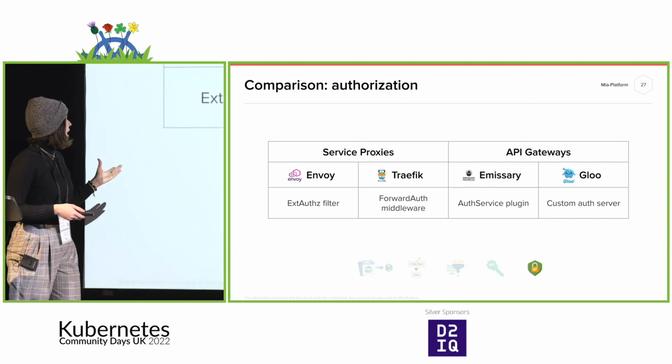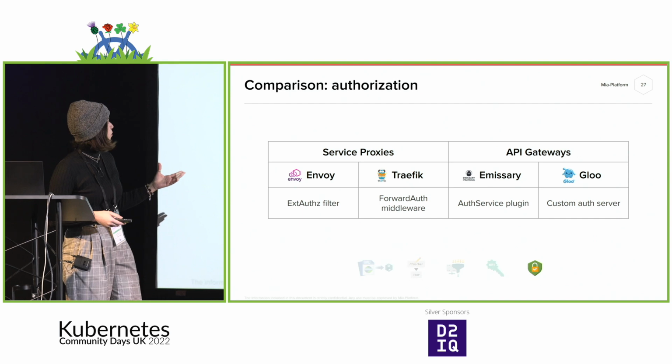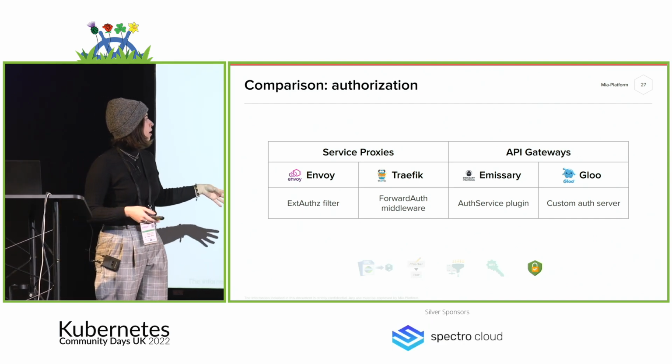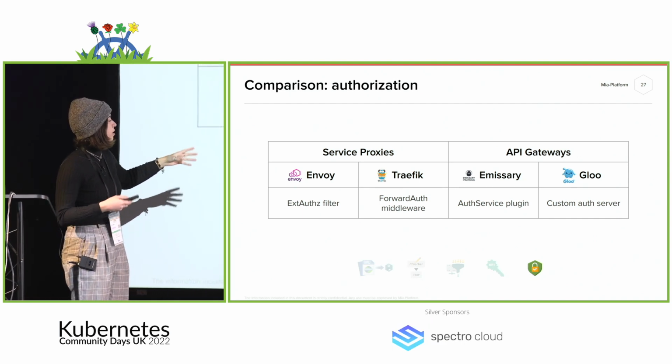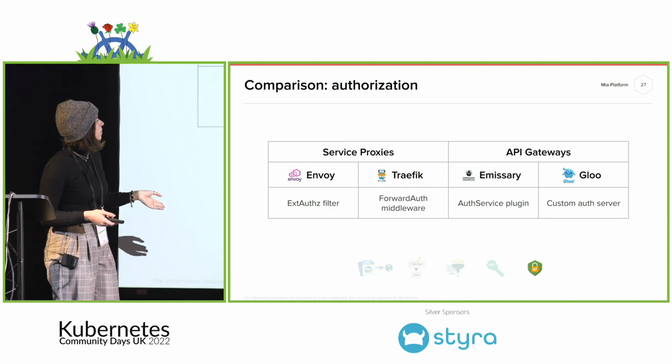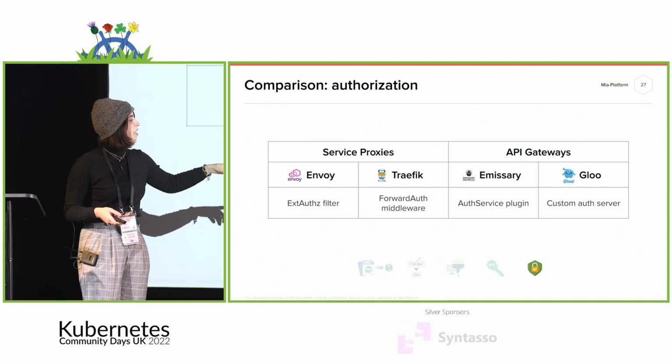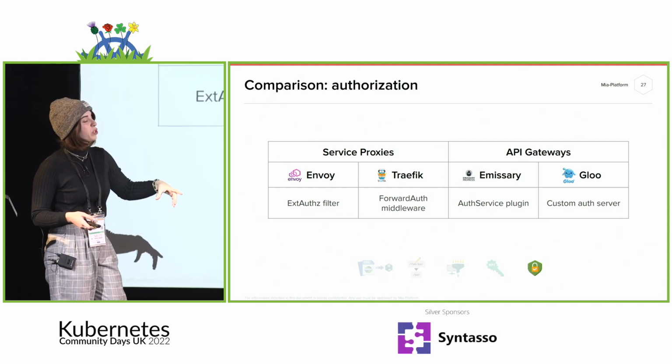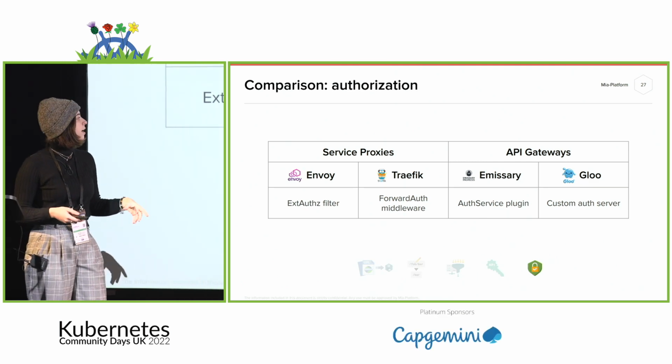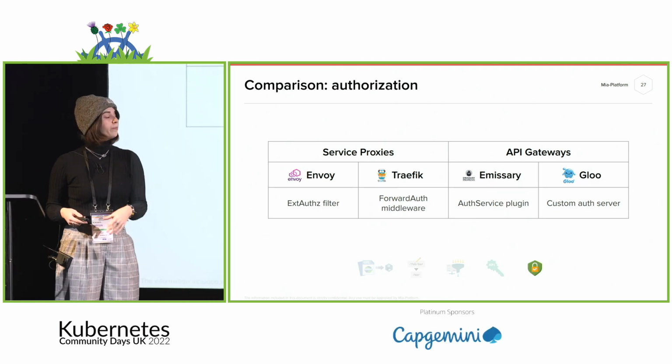In Envoy, we have an external authorization filter. In Traefik, we have a middleware, which is in charge of connecting to an external authorization service. In Emissary, we have the auth service plugin. And finally, in Gloo, we have the possibility to build a custom authorization service.